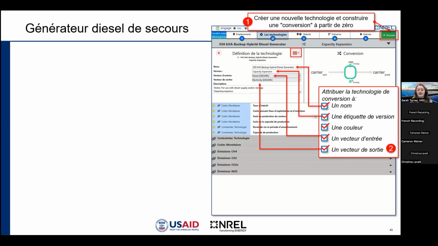The ATB does not have any cost or performance data on diesel generators, so we will be using a combination of different publicly available resources to configure our technology. A description of those assumptions and resources have already been populated in the description box for documentation, which you can view with the publicly available version of this training module.